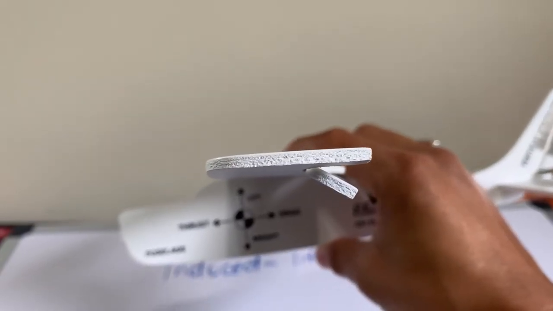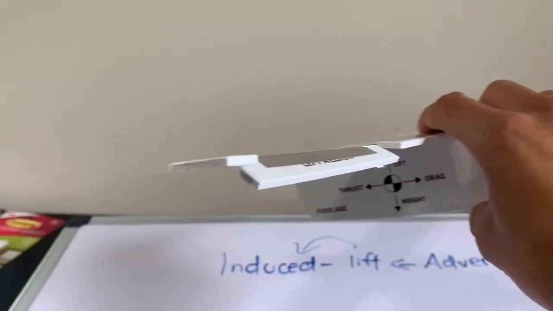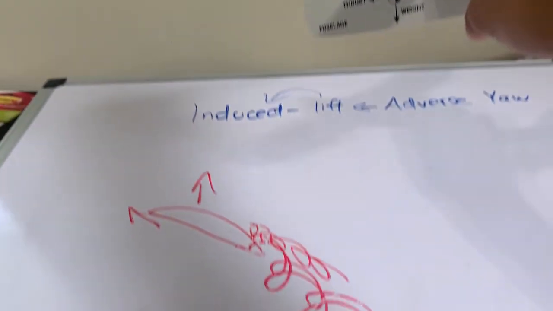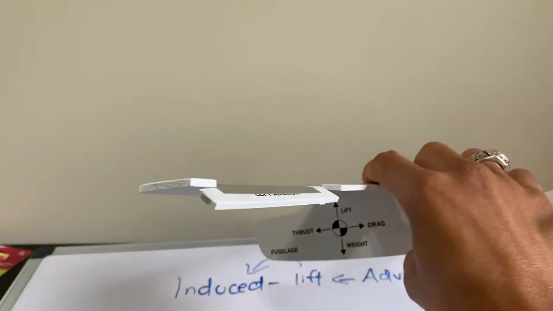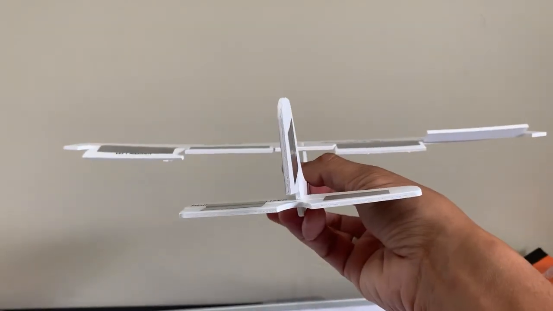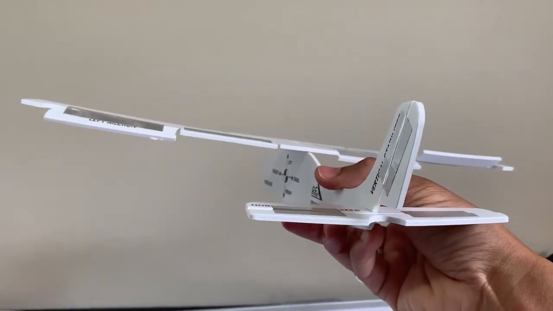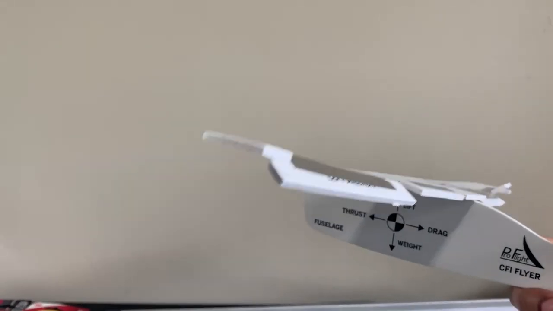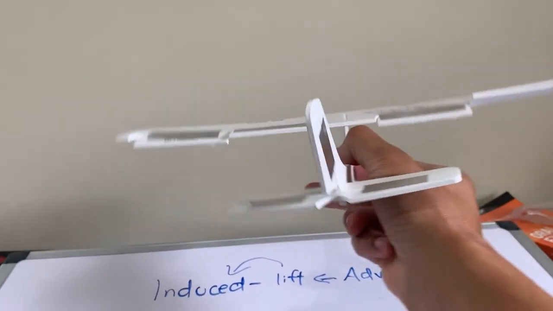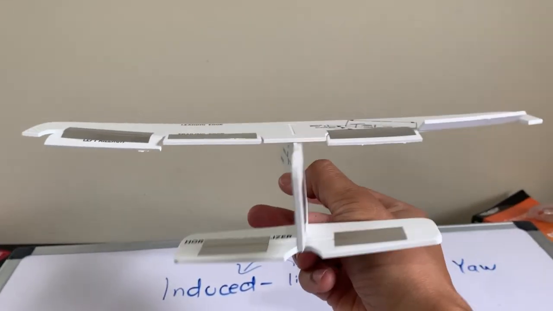Which one is going to create lift? Obviously your left aileron. When this one goes up, it creates lift, and it's creating drag. So what's going to happen is when this airplane turns, it's actually going to yaw to the left. Why? Because this side of the wing is creating drag. When you have drag, it pulls that wing back toward you.